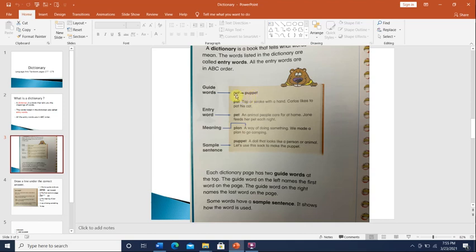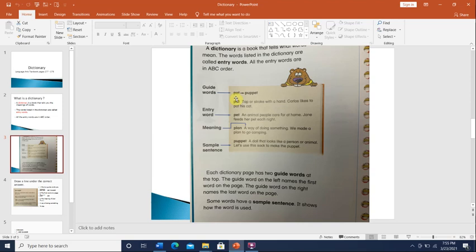Okay, so the word on the left shows you that this is the first word on the page. This is the first entry word on the page. And the word on the right side is the last entry word on the page. Again, on top of the page, you'll find two words.